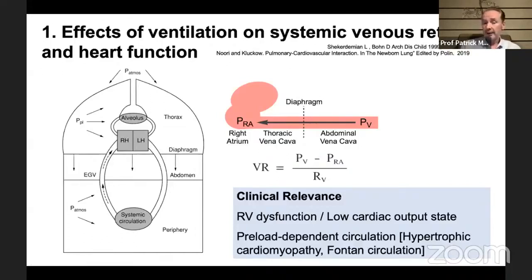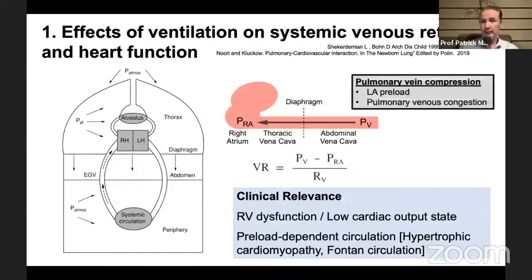Now, where is this relevant? Well, this is going to be most relevant in patients in which preload is important. So infants who have right ventricular dysfunction or a preload dependent circulation, such as the Fontan circulation or hypertrophic cardiomyopathy, are very, very dependent on preload. So we need to be cautious with how mechanical ventilation impacts systemic venous return. But what we don't pay much attention to, and actually there's very little research on, is the impact of intrathoracic pressure on the pulmonary veins and on left atrial preload, but more importantly, on pulmonary venous congestion.